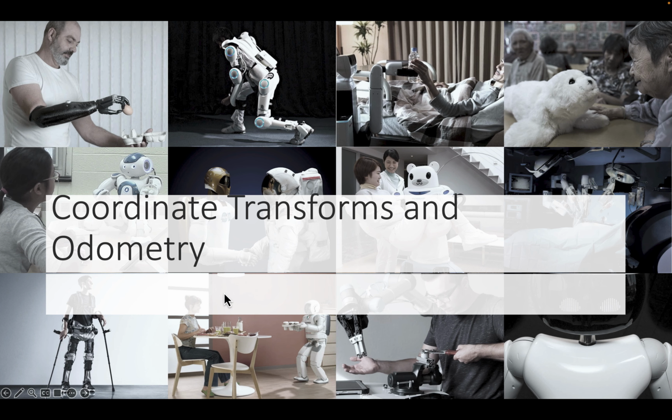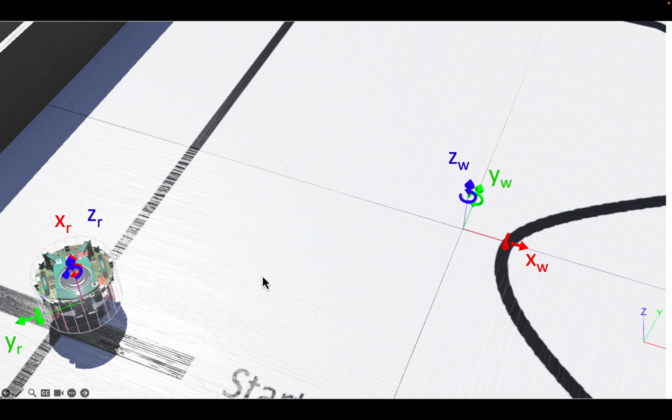Today we will talk about coordinate transforms and odometry. For this, I want you to consider the robot in a robotics environment. And you see here 2 coordinate systems. One is the world coordinate system, which I indicate with a little w, and another coordinate system, which is the robot coordinate system, for which I put a little r. You can see that one is rotated to the other.